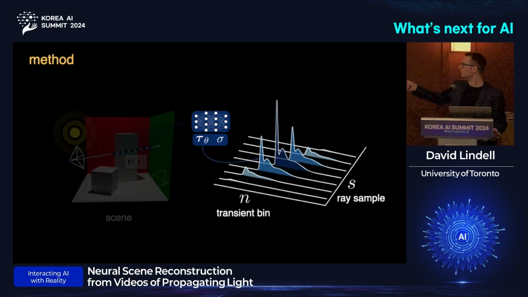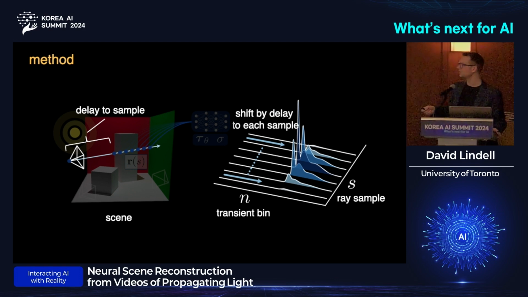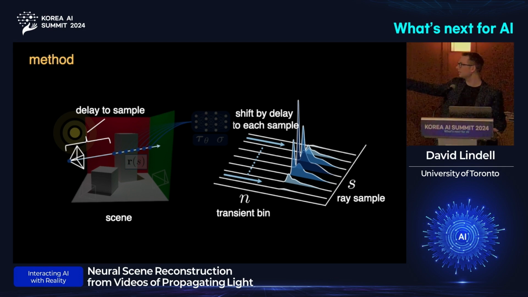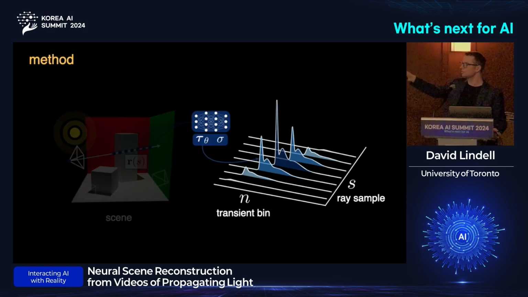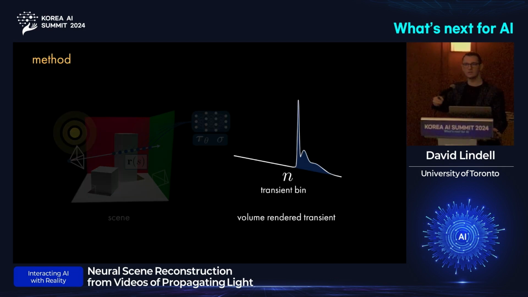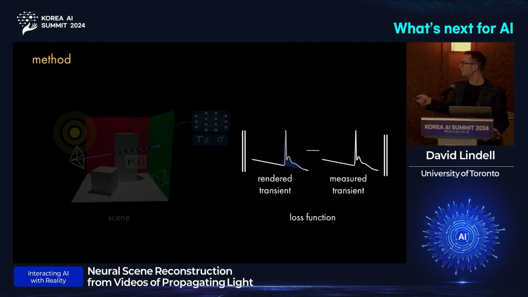So for every sample, we have one of these 1D waveforms. And remember, we also have the predicted density values for each sample. We can explicitly shift these samples because we know the distance from our camera center of projection to the sample location. We can calculate the speed of light time delay, shift these 1D waveforms by that propagation delay to model it, and then we simply composite these together using volume rendering, just like with the normal neural radiance fields. And this whole representation can be optimized by just minimizing the difference between what we render and what we captured.